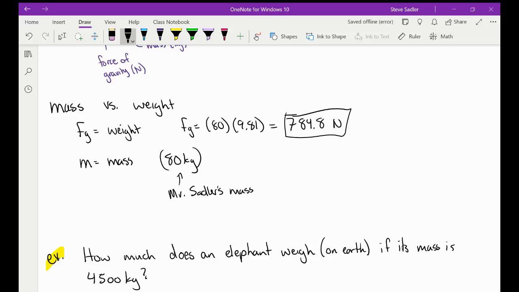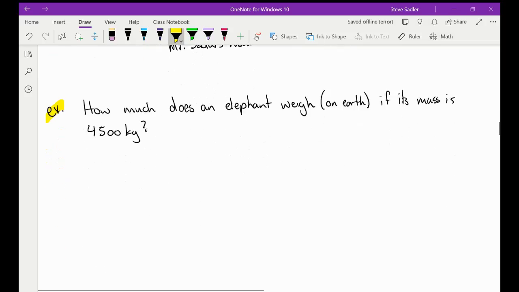So there is a difference between weight and mass, and you are going to see that come up in the questions. Basically you weigh more here than you do on the moon because there's more gravity here than there is on the moon. So let's do a couple example questions.